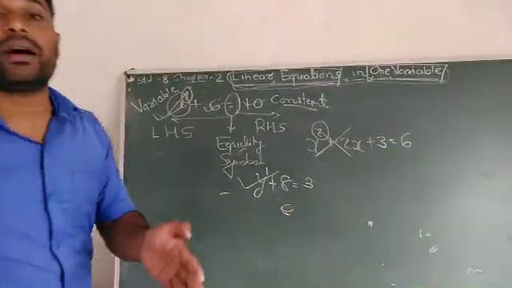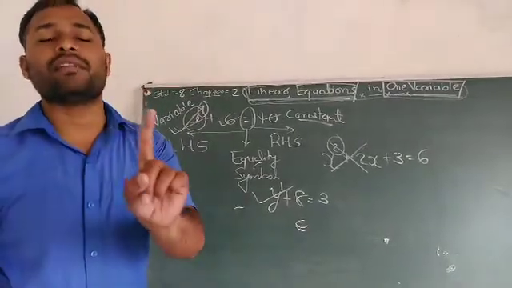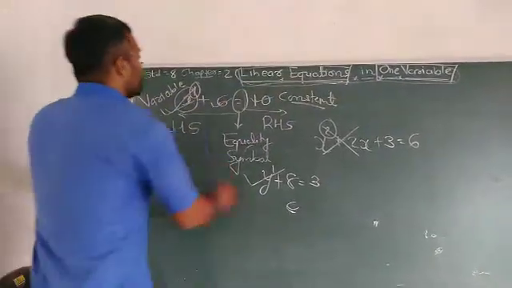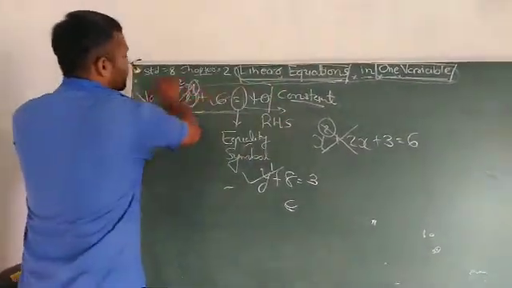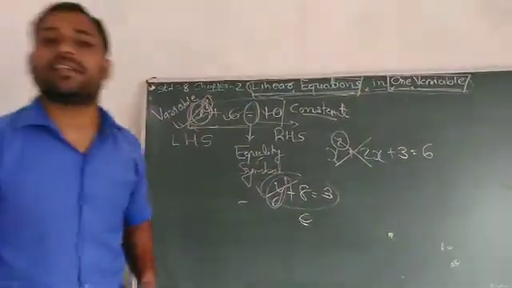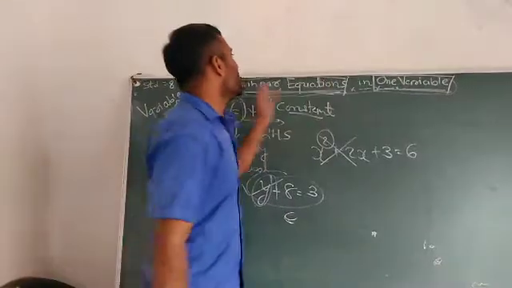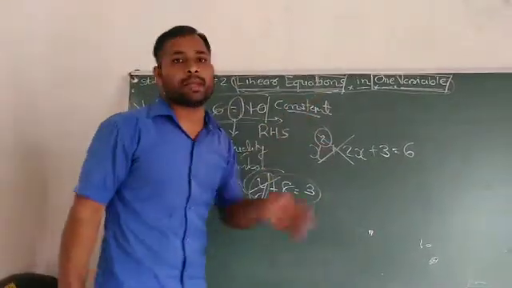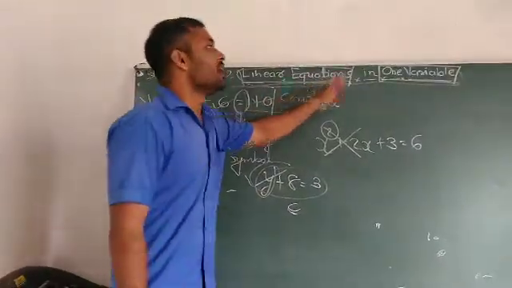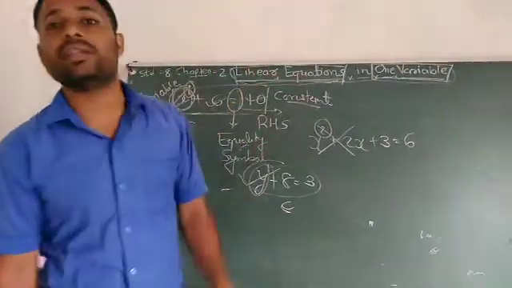Now, next, in one variable. If an equation has only one variable, not more than one, this is known as a linear equation in one variable. Suppose one equation has only the variable x, and another equation has only the variable y. This type of equation is a linear equation in one variable. So the full definition: the maximum power of the variable is only 1, so it is a linear equation, and it contains only one variable.